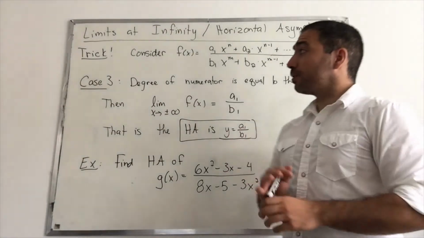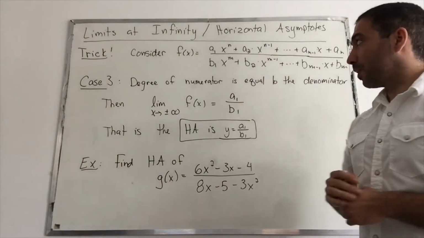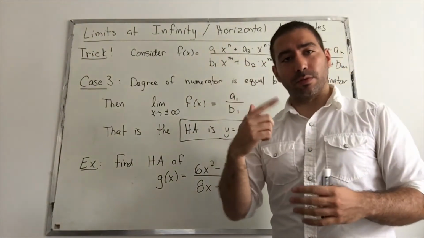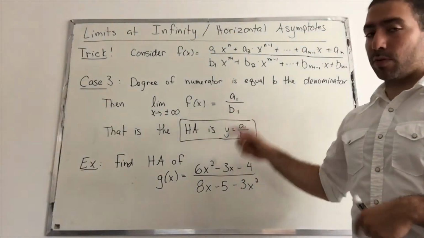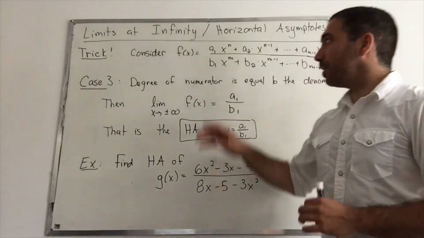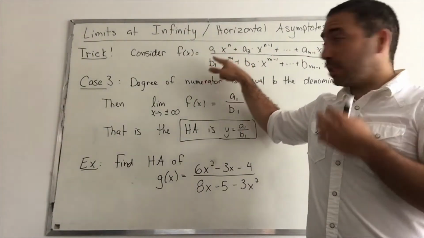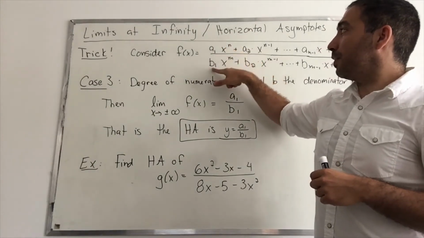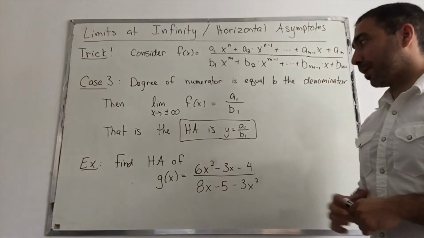Okay, so the third case, what we have is the degree of the numerator is equal to the degree of the denominator. Okay, so when the highest exponent of the numerator and the highest exponent of the denominator are the same, when we take the limit of the function, we get a1 over b1. In this case, what we mean by a1 over b1 is we're talking about the coefficients, the numbers in front. So when the highest exponent of the numerator is the same as the highest exponent of the denominator, then a1 over b1 is your horizontal asymptote. Okay.